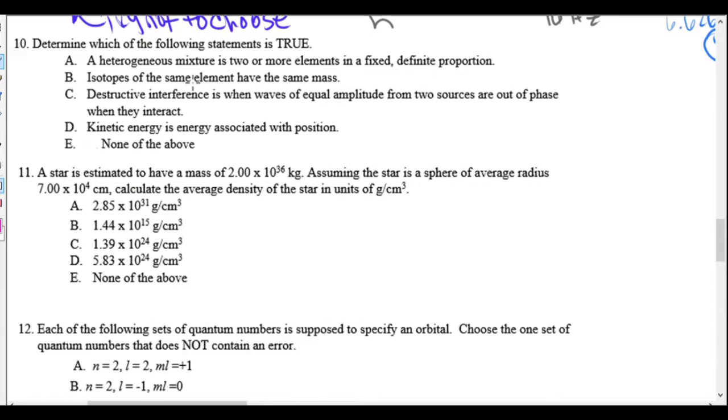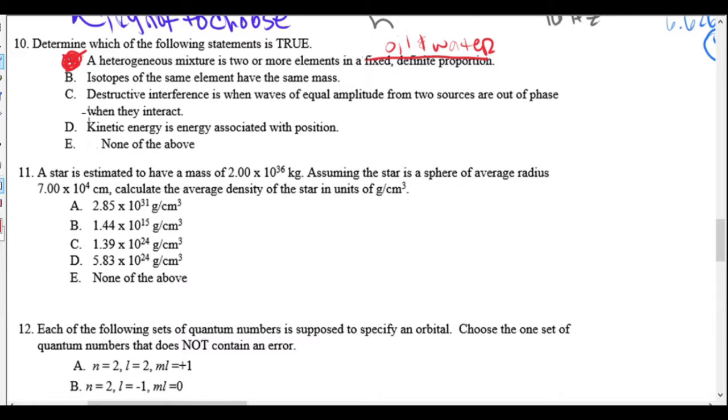Okay, so I wrote all these out on paper before, so this is like the third time I'm doing this. So for number 10, I'm going to explain why the false ones are false, just so you have a better understanding. Obviously with these, you have to go through and read each one. So for A, a heterogeneous mixture is two or more elements in a fixed definite position. No. A heterogeneous mixture, like I said before, you can think of oil and water. It has two or more separate phases. So no, that's not the answer.